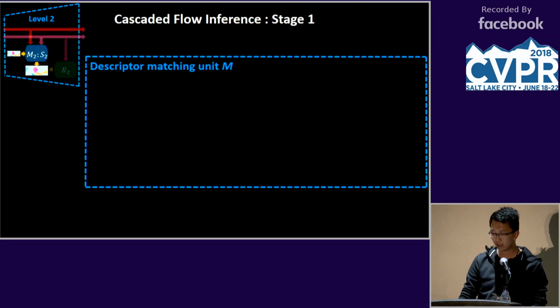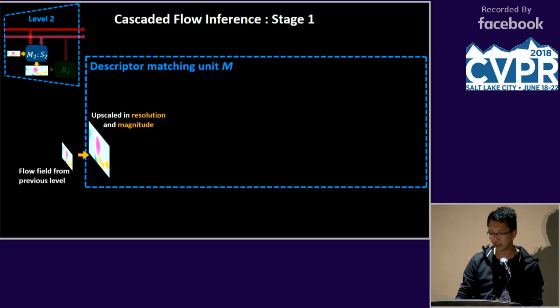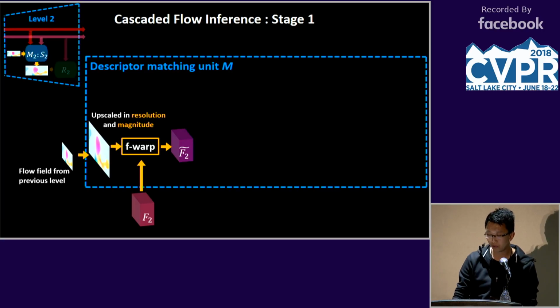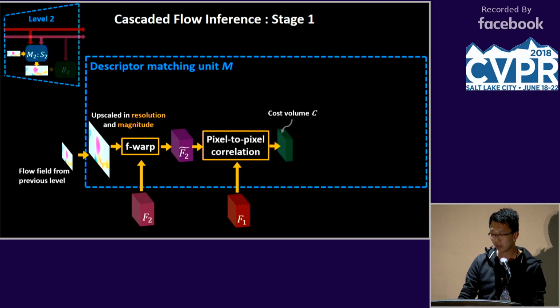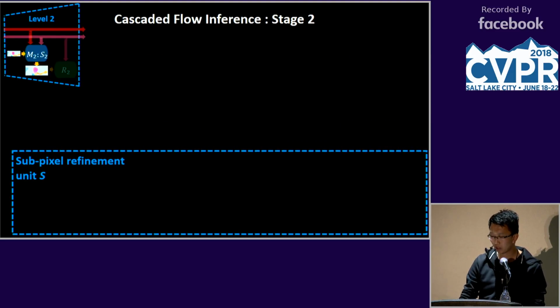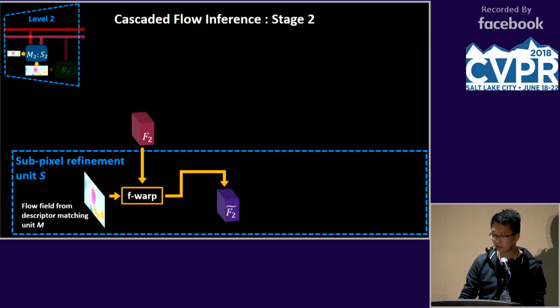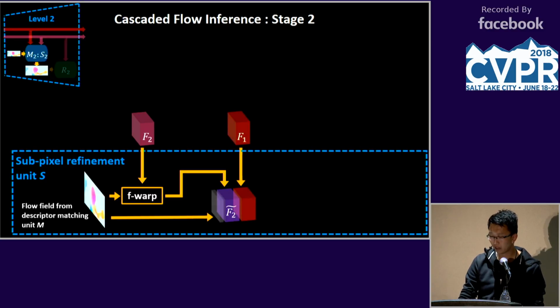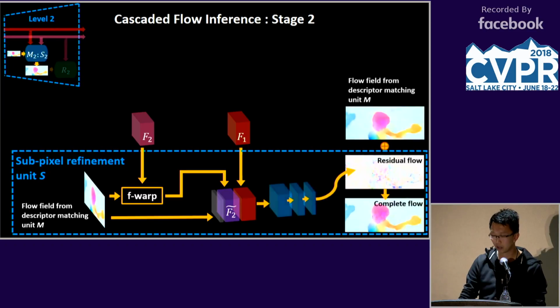The first unit in the cascaded flow inference is a descriptor matching unit. What it does is construct a cost volume to capture pixel-to-pixel correlation between the 2 frames' features. We then filter the cost volume to get a residual flow, which will be added to the previous flow field estimate to form a complete flow. The flow is then passed to a second unit, which is called a sub-pixel refinement unit. The main objective of this step is to refine the flow field of the previous unit. It will produce a residual flow, which is then combined with the flow field of the previous unit to generate the complete flow. So I will give more details during the poster session.